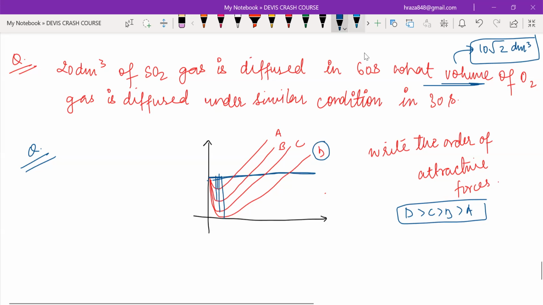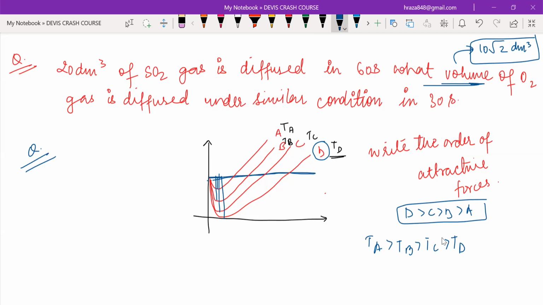Now if I write TA, TB, TC, TD, arrange them. Which one is greater and which one is smaller? Are you getting my point? Yes, TA will be greater because of less attractive force and more kinetic energy. TA, TB, TC, TD, right? Yes, that's great.